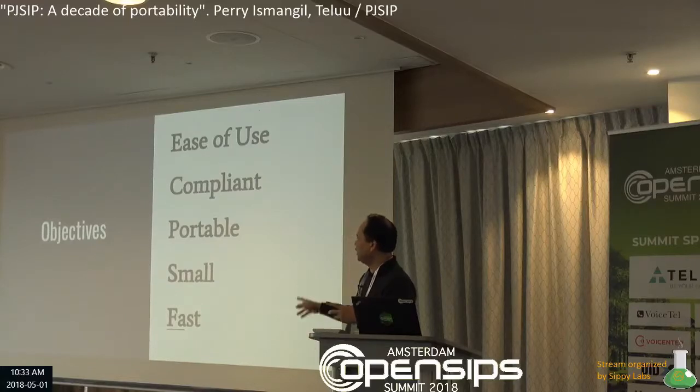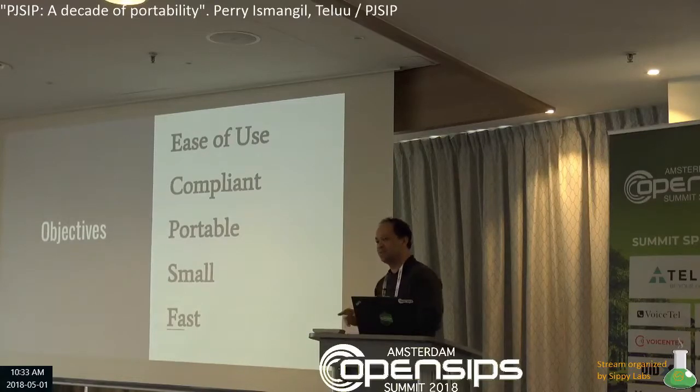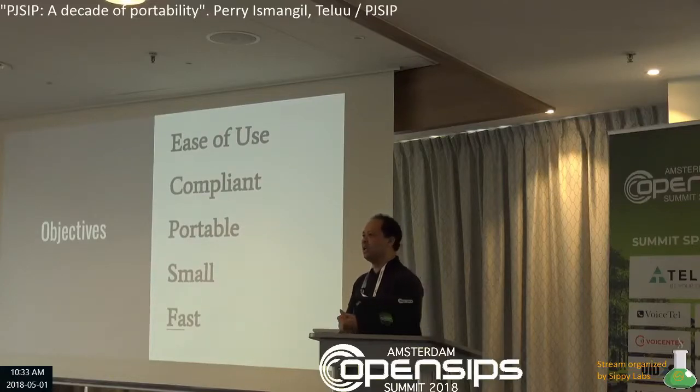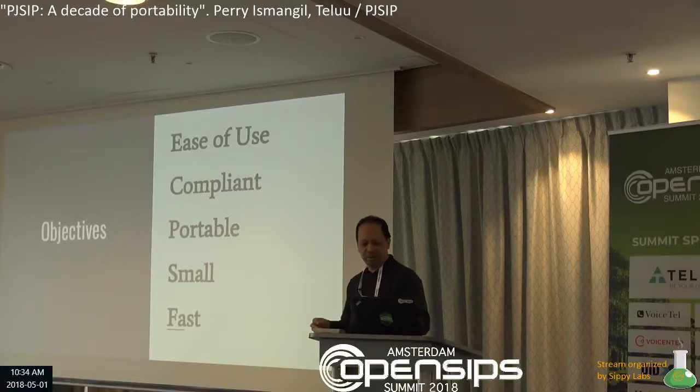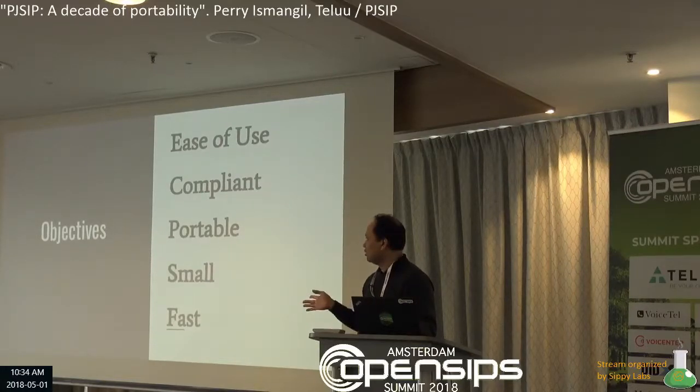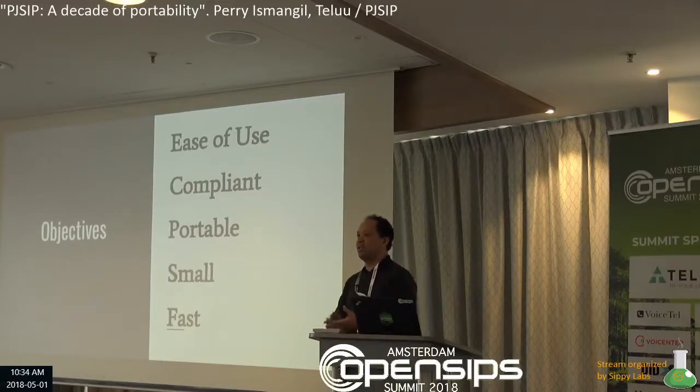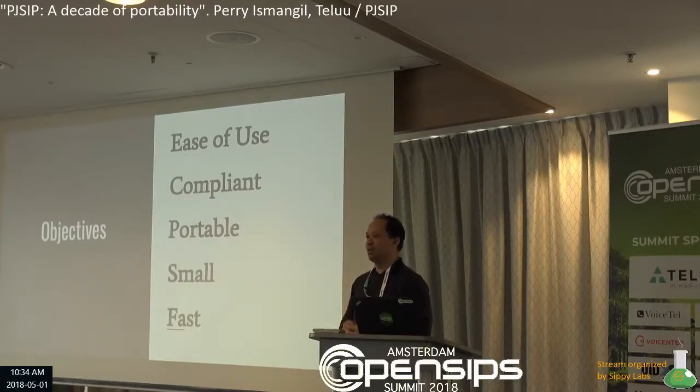The three things at the bottom, portable, small, fast, were also a big goal at the time, because he wanted something different than what was before, a monolithic, sometimes complex, written in a higher level language. Because of that, the choice of language to write PJSIP in was C. This was started in 2005, so almost 13 years ago.